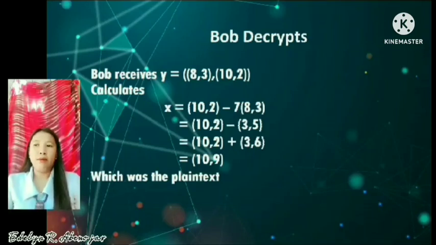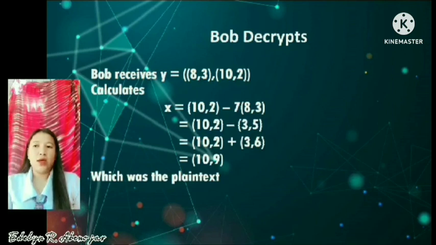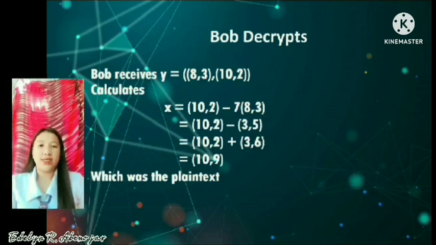Bob decrypts. Bob receives y = ((8, 3), (10, 2)). He calculates x = (10, 2) - 7(8, 3) = (10, 2) - (3, 5) = (10, 2) + (3, 6), which gives the plain text. So we have (10, 9).